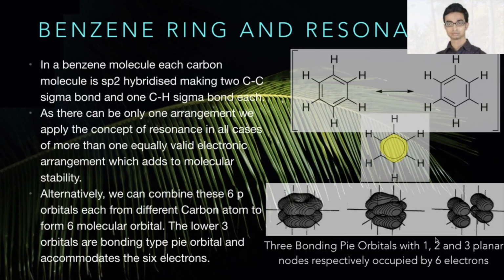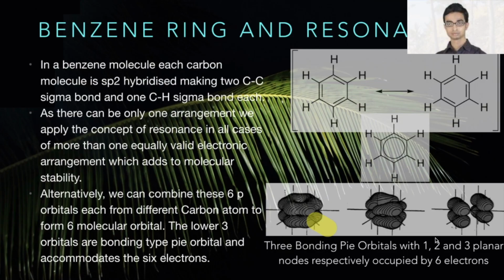Intuitively, we can also invoke the molecular orbital approach for this last part. We can combine these 6 p orbitals, each from a different carbon atom, to form 6 molecular orbitals. The lower 3 orbitals are bonding type pi orbitals and accommodate the 6 electrons. It forms a cloud of electrons above and below the planar ring. This approach is more valid as it explains the presence of closely spaced quantized energy orbitals in carbon ring structures, enabling them to absorb low energy radiations of the visible spectrum, for example, chlorophyll, heme, etc.